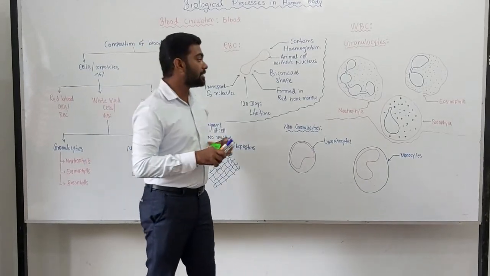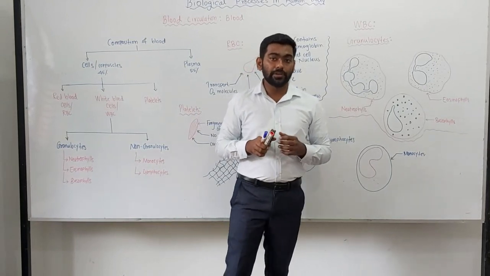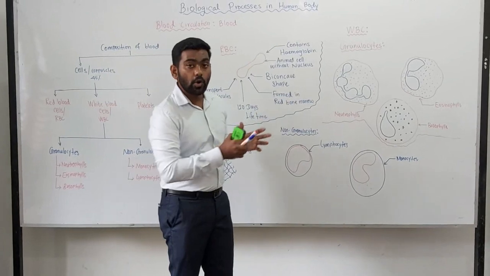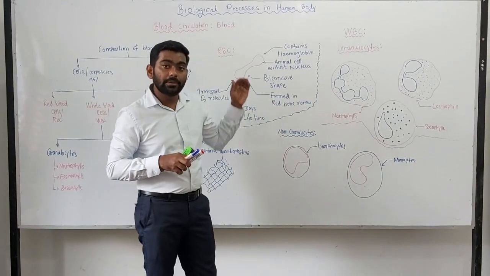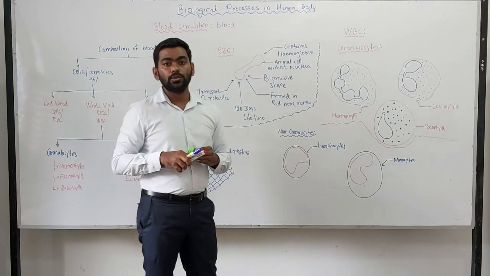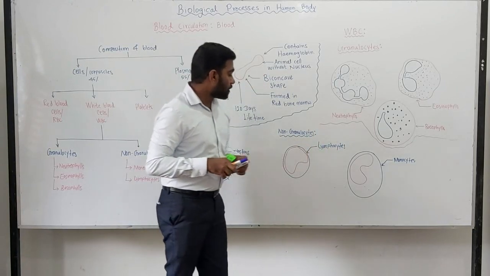And they have the ability to move like an amoeba, right? You know the amoeba cells. They have pseudopodic movement, and likewise they can also move. And sometimes the white blood cells even have the ability to move out of the capillaries in order to do their functions.